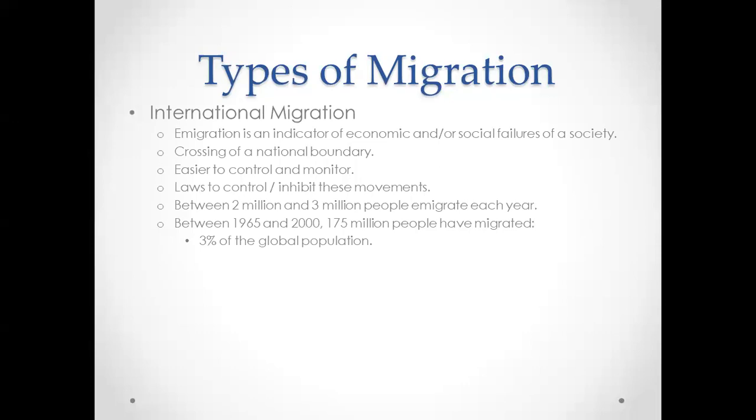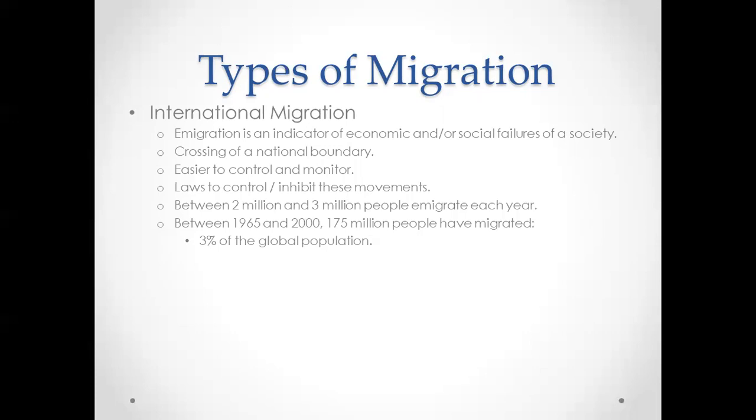Okay, so in this type of migration, there is what you call crossing of a national boundary. Kailangan mong lumabas ng bansa. Then, of course, easier to control and monitor because you have to have documents, proper documents or legal documents. And there are laws also that control or inhibit these movements. Because if you don't have the legal documents, you cannot go outside. Okay? Unless you will be illegal migrants or irregular migrants. You wanted to become irregular migrants. Okay? Or TNT sa term natin.